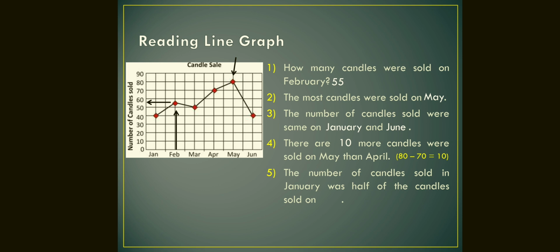Number 5. The number of candles sold in January was half of the candles sold on blank. Take a look at January. There were 40 candles sold in January. We have to find the number where 40 is the half. 40 is half of 80. Then find the point that shows 80. 80 represents the number of candles sold in May. So the number of candles sold in January was half of the candles sold in May.